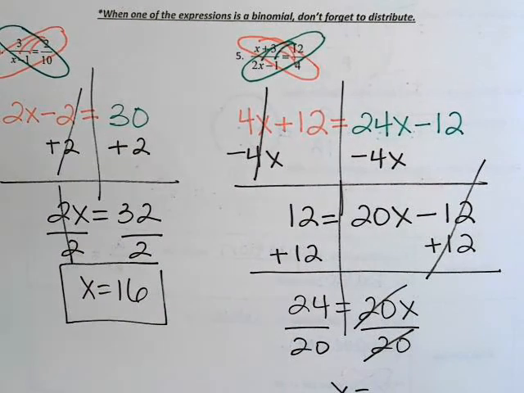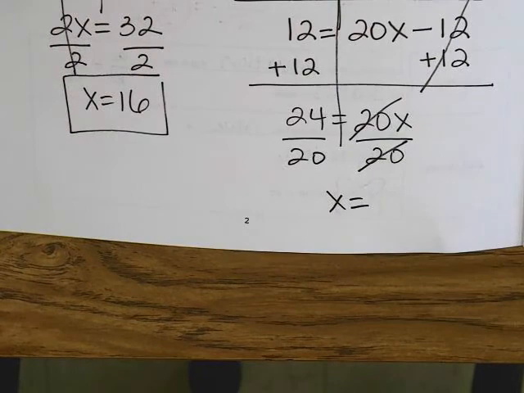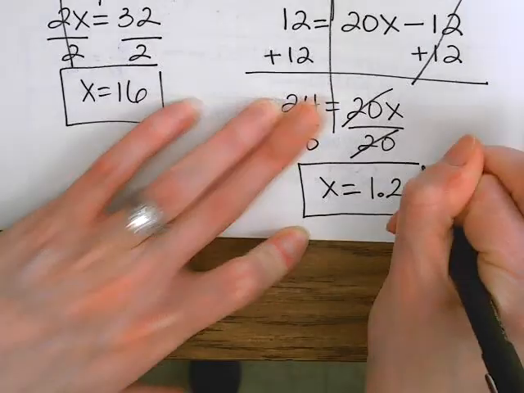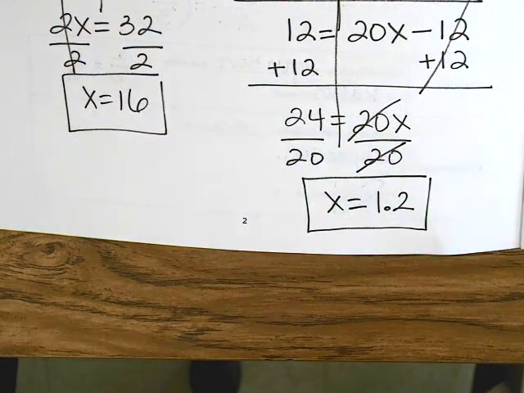And then if you guys want to use your calculator on this one, 24 divided by 20 is 1.2. Or you could leave it as a reduced fraction. Okay, so decimal or fraction.